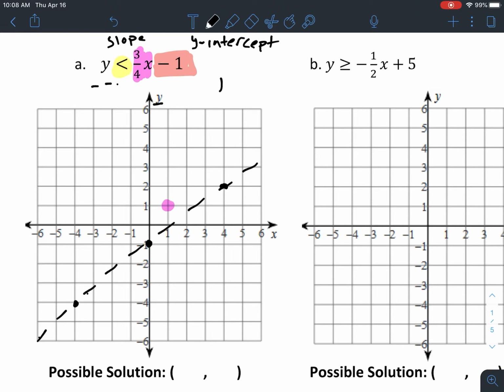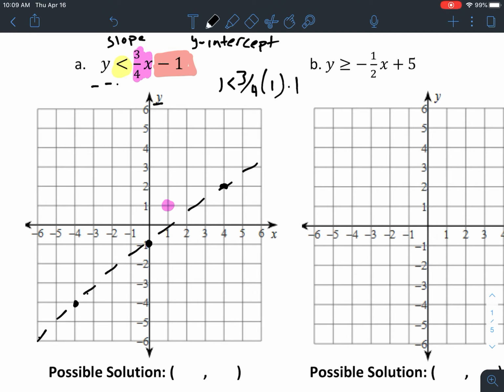Y is 1, we said, is greater than, or is less than, 3/4 times 1 minus 1. 3/4 times 1 just gives us 1. Or I'm sorry, gives us 3/4.